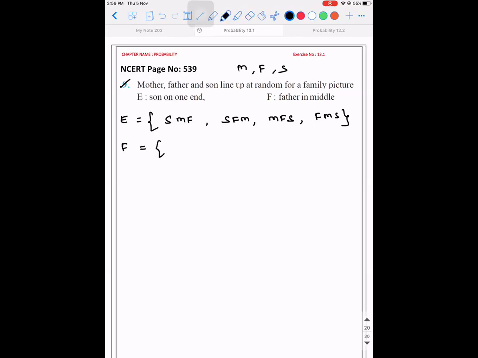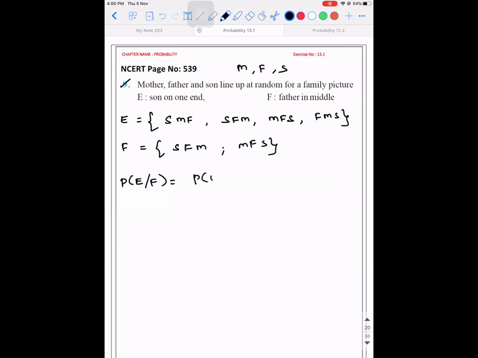F: father in the middle. So SFM or MFS. Is there anything I left out? Son, mother, father; mother, son, father. Yeah, that's it, right? So what is the probability of E given F?